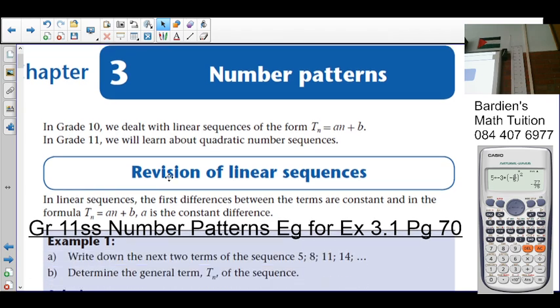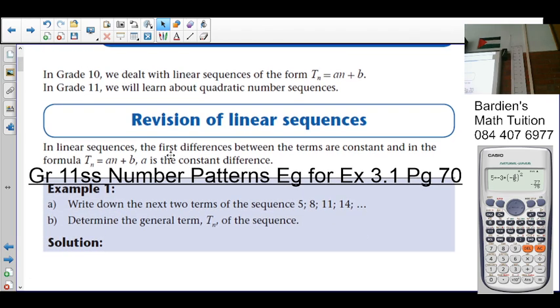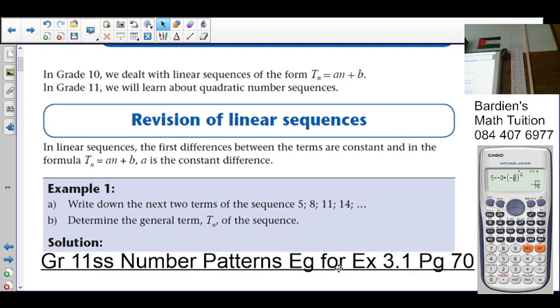In grade 11 we will learn about the quadratic number sequence. So in this part of the video, we're going to look at the revision of linear sequences. Okay?